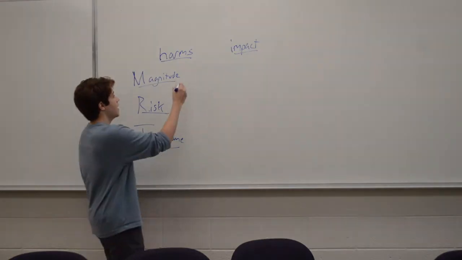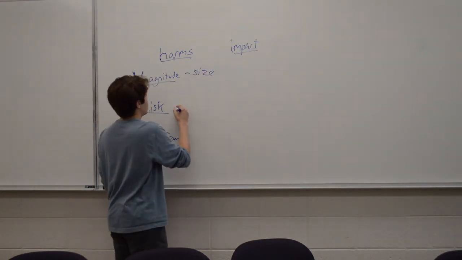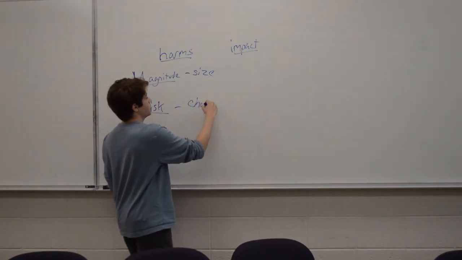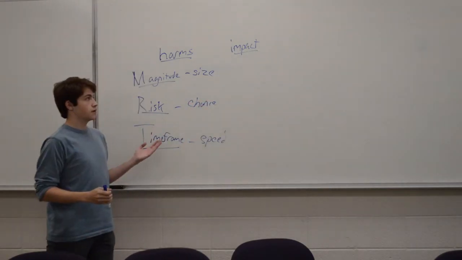So just to go over it again, magnitude is size. Risk is chance or probability. And time frame is speed. That's Mr. T.